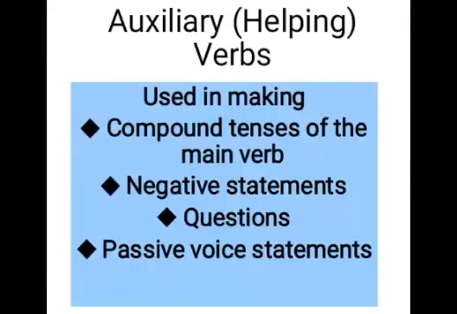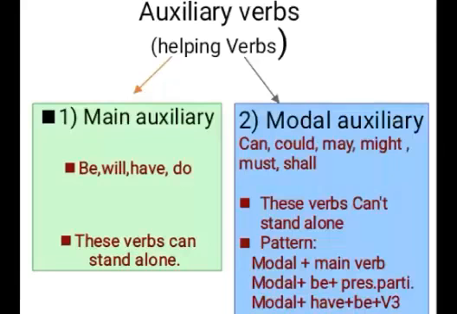There are two types of auxiliary verbs. Let's look at them. One is main auxiliary verbs and two is modal auxiliary verbs. Be, will, have, do are main auxiliary verbs. They can stand alone in the sentence. Can, could, may, might, must, shall are modal auxiliaries. They can't stand alone in the sentence. You can use modal auxiliary verbs in this pattern: modal plus main verb.